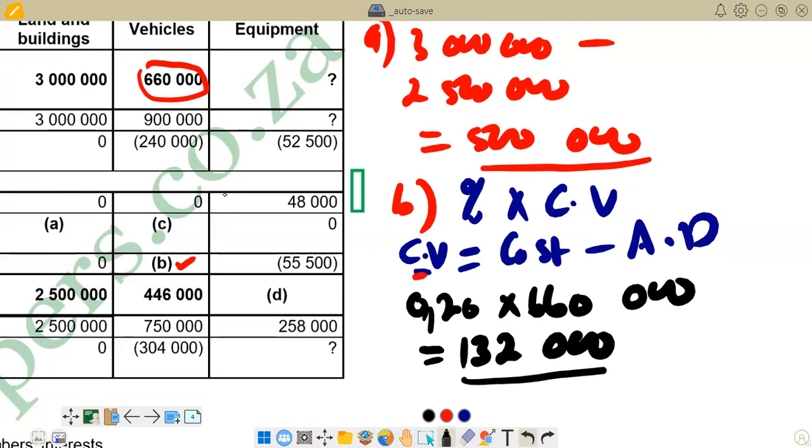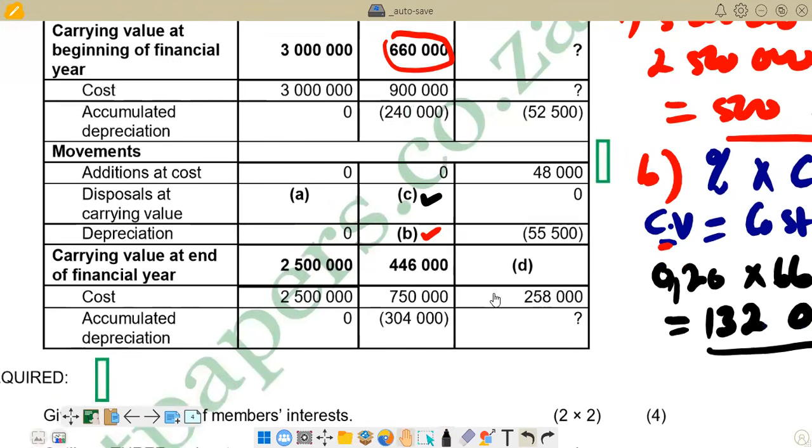Then after that, we also have the figure that we need to find there, which is the C. And if you go to C, let's check the details in terms of what the C is representing in the table. We have got disposal at carrying value. So this C is disposal at carrying value. And remember, we have got now our depreciation for the year. We have got the carrying value at the beginning.